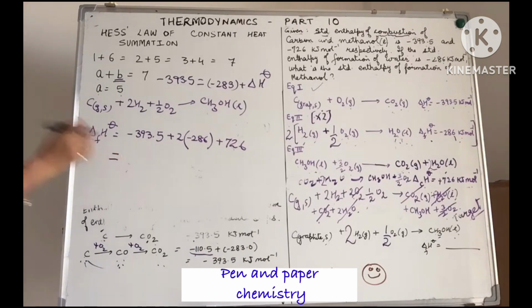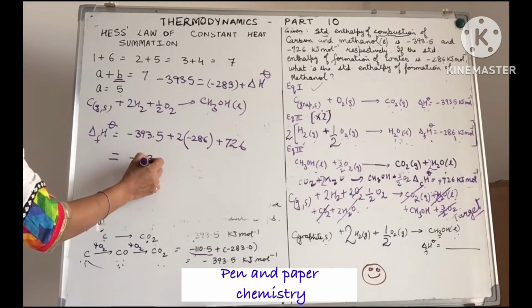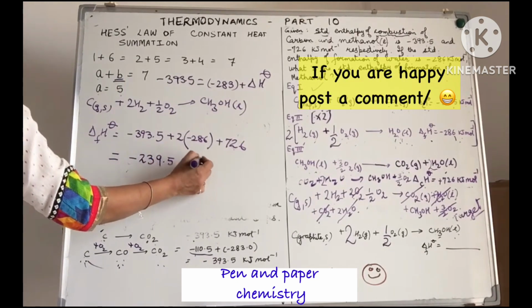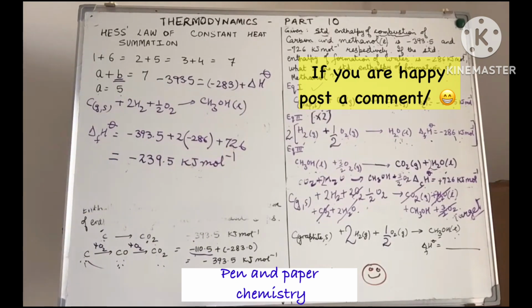Can you do the calculations for me? And before I write the answer, let us see if our answers tally. Please go ahead, do the calculations. Negative 239.5 kilojoule per mole is the standard enthalpy of formation of methanol.